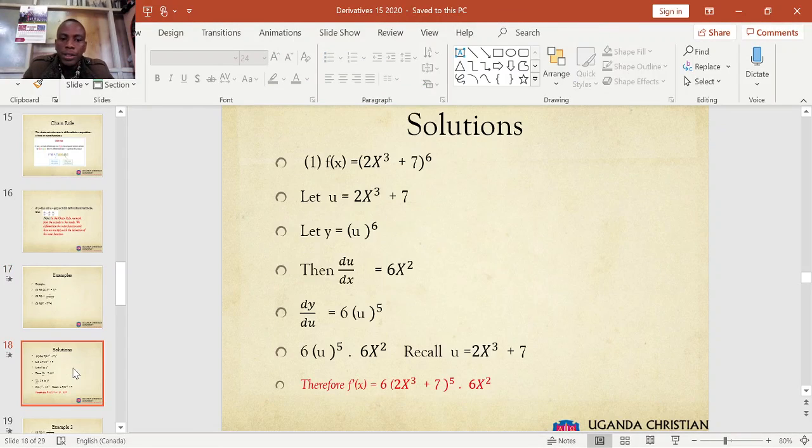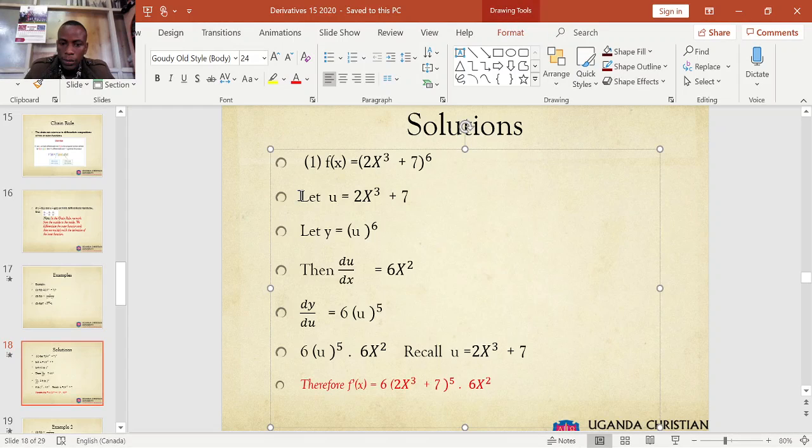Let's go to the solutions. If we are presented with such functions, we are going to create two functions, y and u. We have u, the inner function, and y, the outer function. Since we said we start from the outside, let me first have my y here.